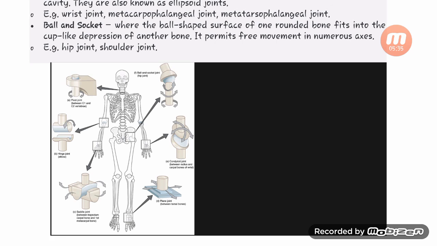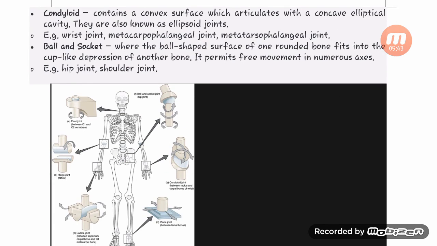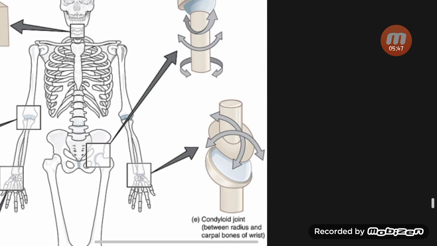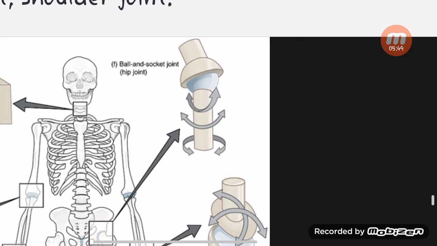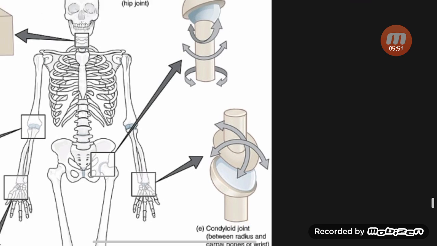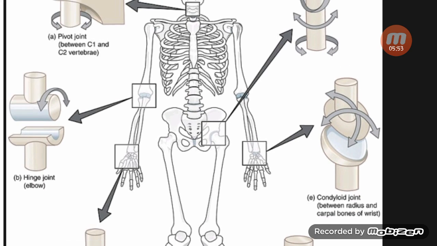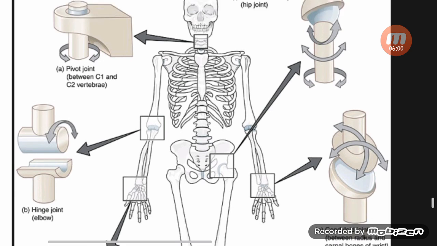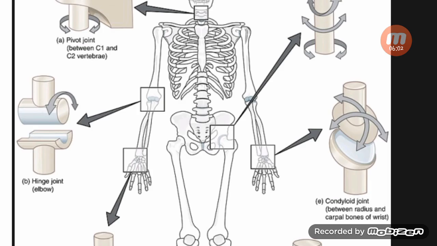So you can see this diagram and you can see how the synovial joint moves. So the movement, you can see this, the ball and socket movement. This is the ball and socket movement at the hip joint. Then this is the pivot joint between C1 and C2 vertebrae. Then hinge joint is the elbow joint.